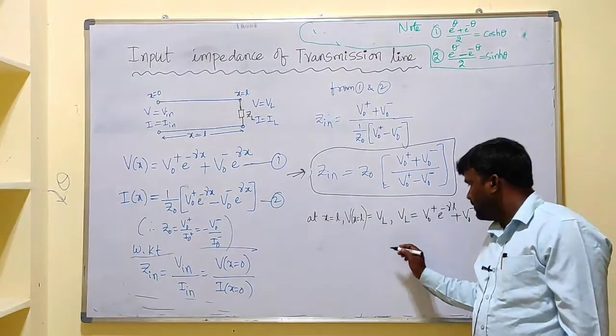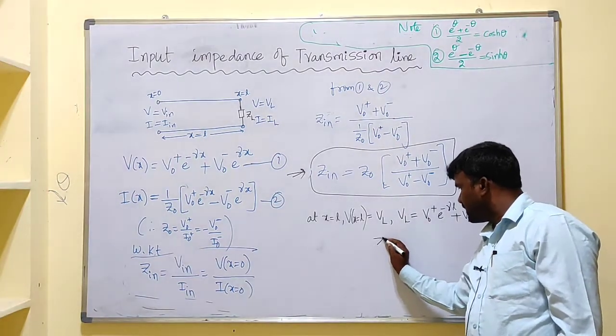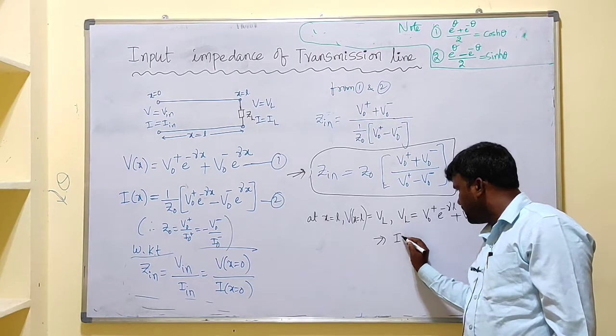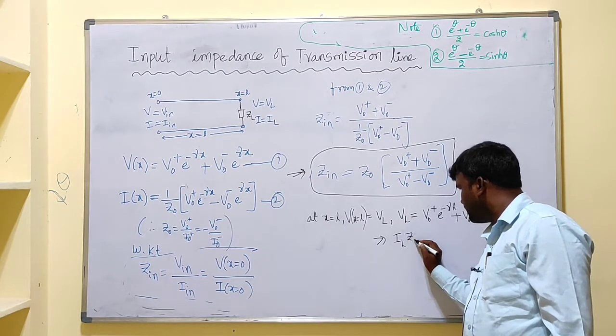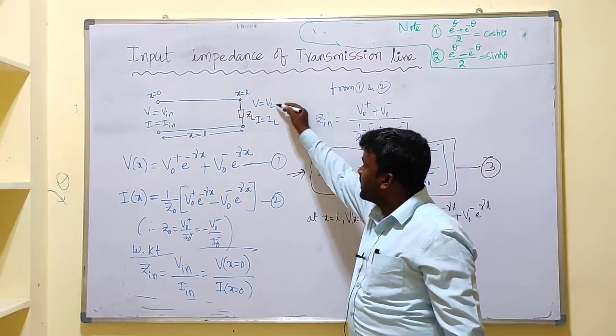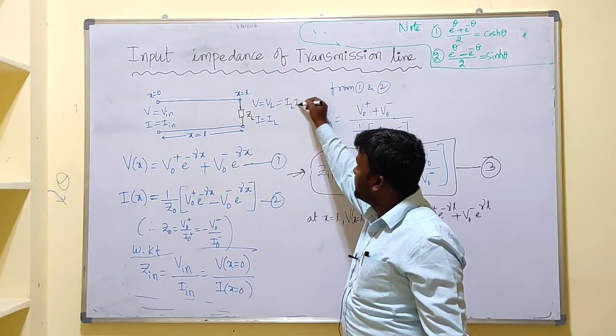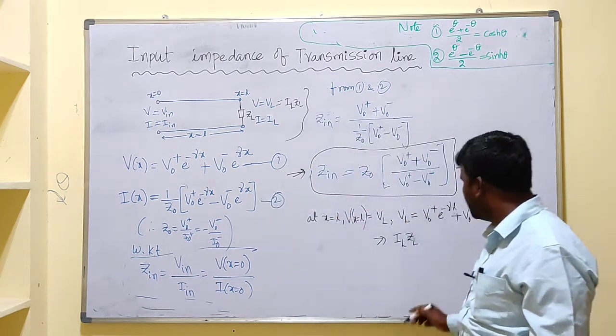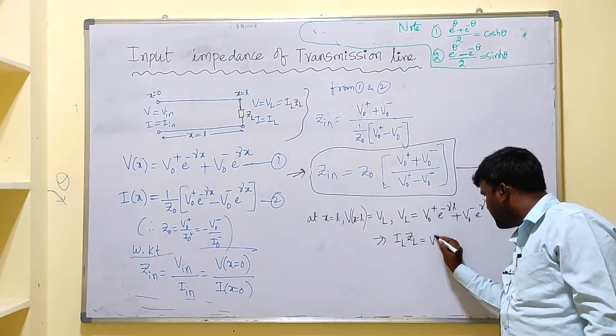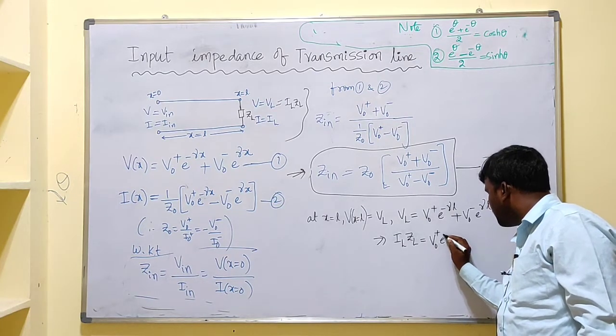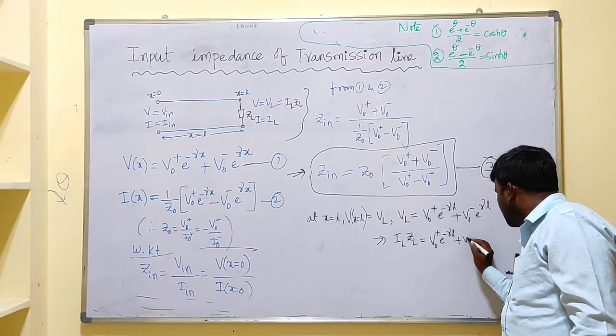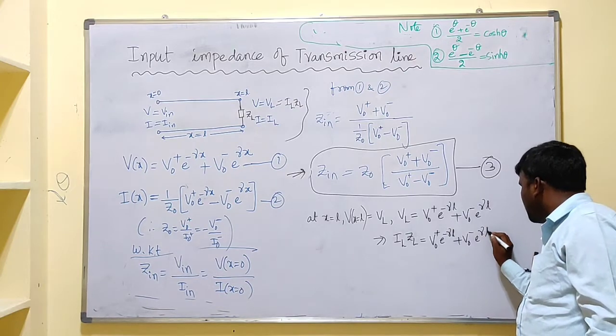Okay, but VL equal to what? This can be written like this. We can write VL as IL into ZL. So that's why this can be written like this: IL into ZL is V naught plus e to the power minus gamma L plus V naught minus e to the power gamma L.